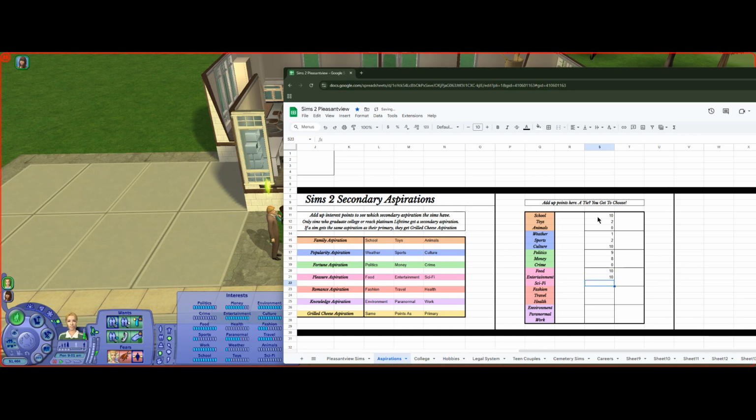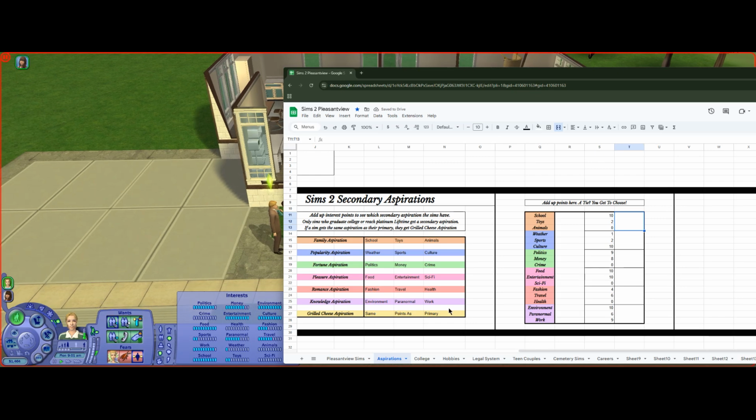Entertainment has a value of 10. And sci-fi has a value of 0. Fashion has the value of 4. Travel has the value of 6. And health has a value of 0. Environment has a value of 10. Paranormal has the value of 6. And work has the value of 9. So I got all the points lined up here, and now we're going to add what's in these boxes.